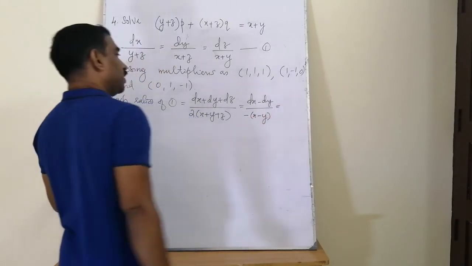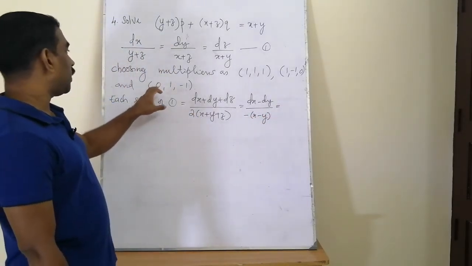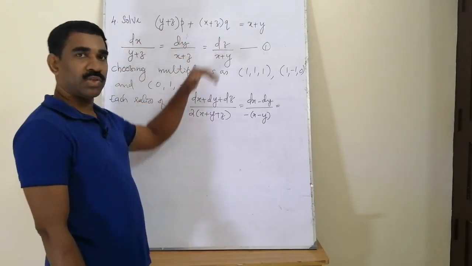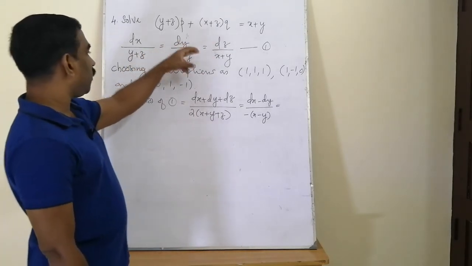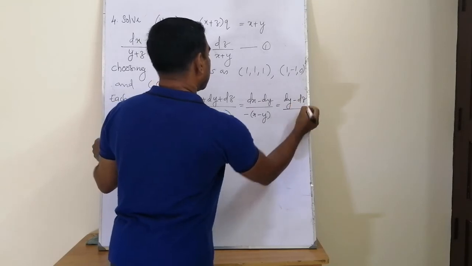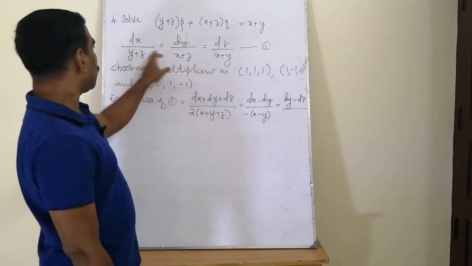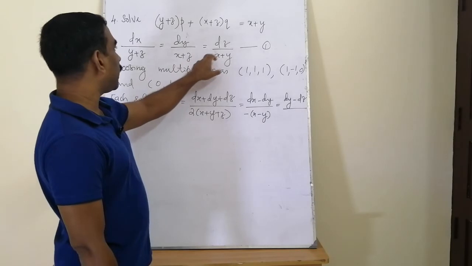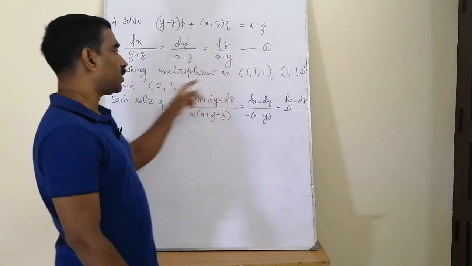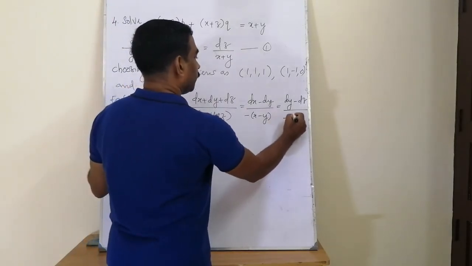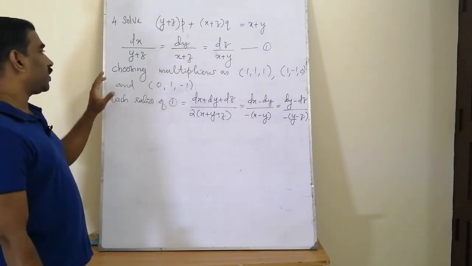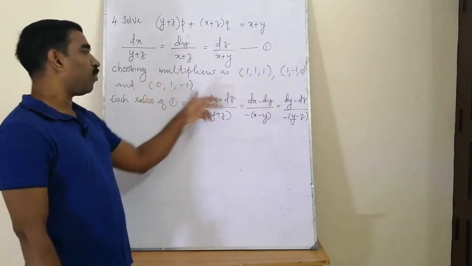Okay, is equal to, for the third set the multipliers are 0, 1, minus 1, multiplying first with 0, second with 1 and third with minus 1 and adding. So we get dy minus dz by, this part becomes 0, x plus z minus of x plus y. So x gets cancelled, so we have z minus y, or it is minus of y minus z. So this is a different pattern. In the same set we are choosing 3 sets of multipliers and constructing 3 more ratios.